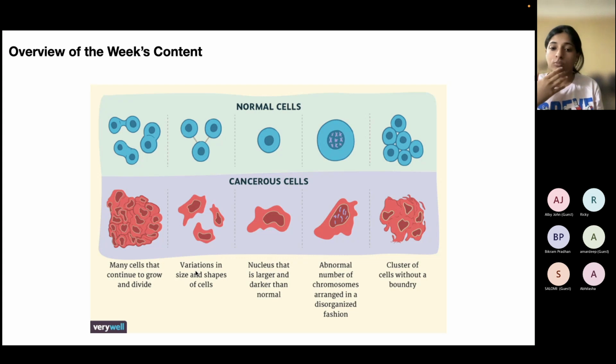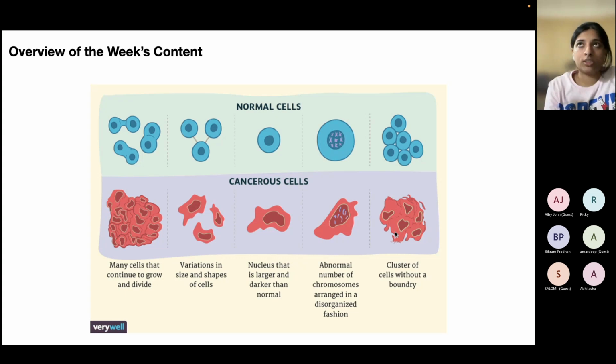But the number of chromosomes is abnormal, the organization is abnormal. In fact, the HeLa cells that we are talking about do not have 46 chromosomes, but have greater than 70 chromosomes present in them because of their abnormal division. And then ultimately it forms a cluster without a very organized boundary.